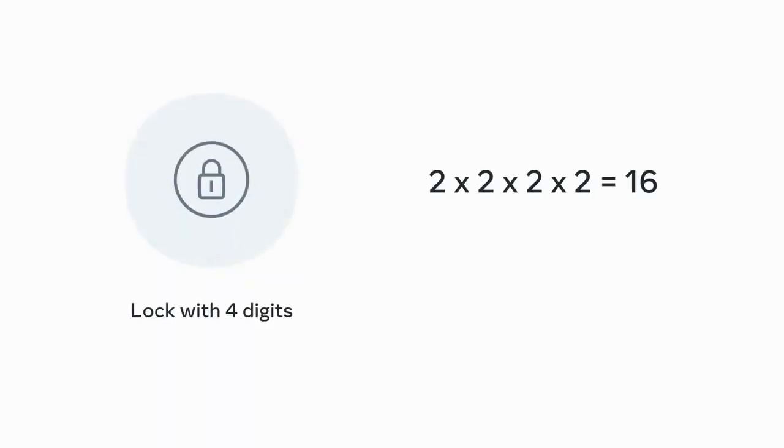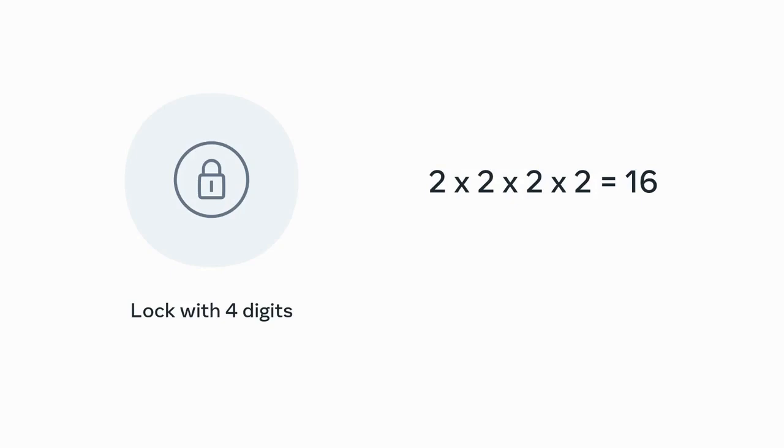Now consider that you have a lock with 4 different digits. Each digit can be a 0 or a 1. How many potential pass numbers can you have for the lock? The answer is 2 to the power of 4, or 2 times 2 times 2 times 2 equals 16.